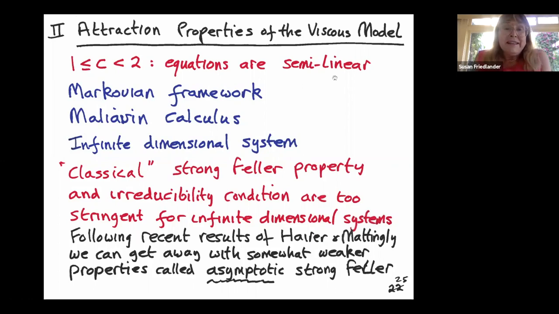in this regime are semilinear, and we're able to use the Markovian framework, Malliavin calculus, and infinite dimensional tools for this infinite dimensional system, basically taking ideas of Hairer and Mattingly, who looked at stochastically forced 2D Navier-Stokes, and defined a somewhat weaker notion than the classical notion of strong Feller, something they called asymptotic strong Feller.